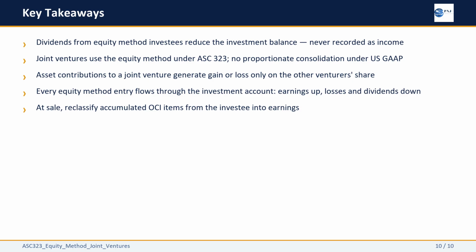Thank you for completing this section on distributions, joint ventures, and journal entries. Section 6 covers how all of this appears on the financial statements and what disclosures ASC 323 requires.